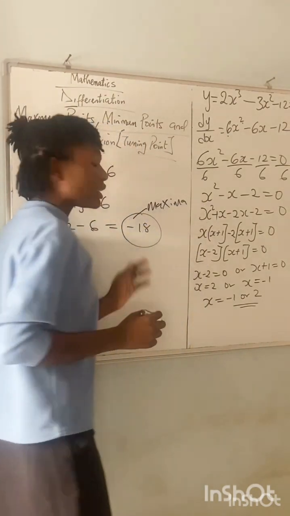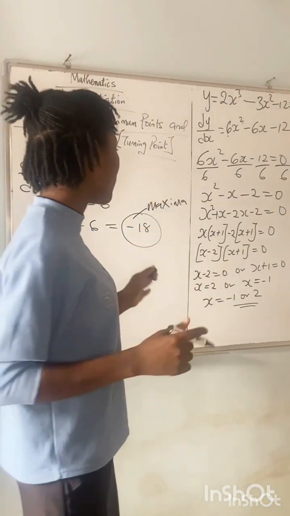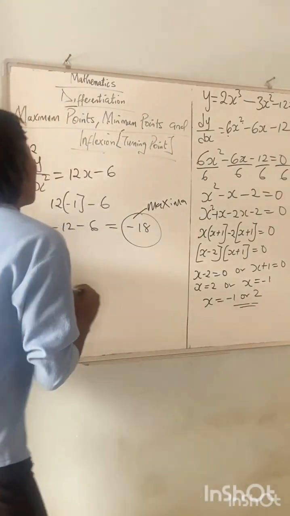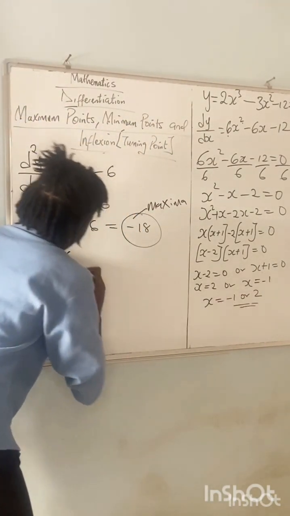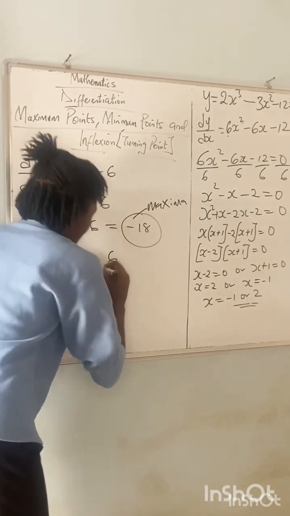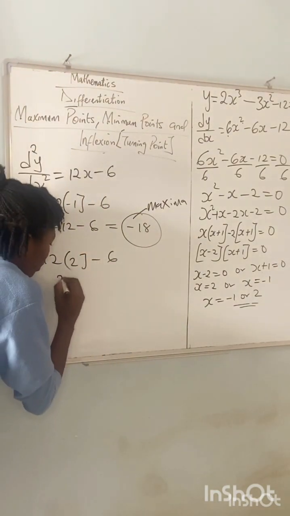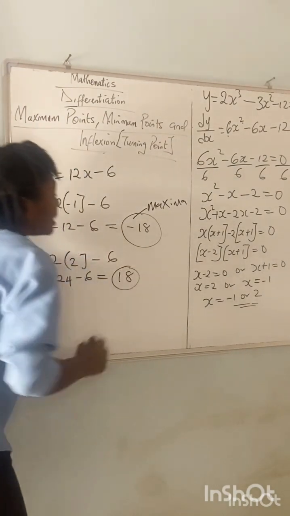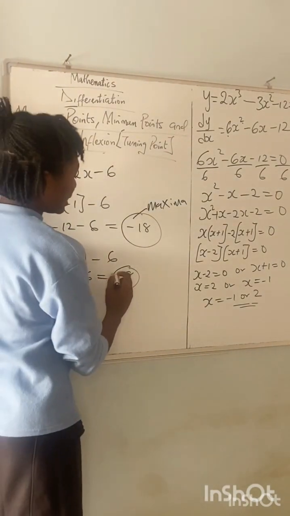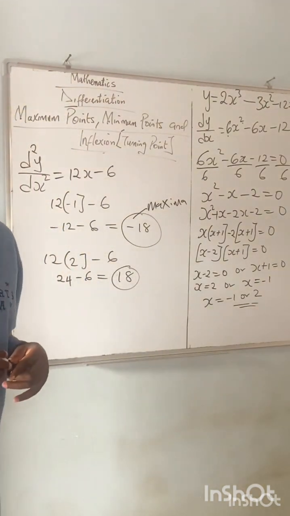We have gotten our maxima, our maximum point. Now let's go for the next one. We have 12 times x, in this case x is 2, minus 6. So expanding, we have 24 minus 6, and that gives us positive 18. And now the rule holds that since our answer here is positive, then we are at the minimum point.